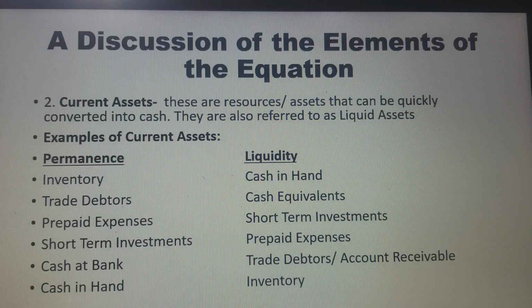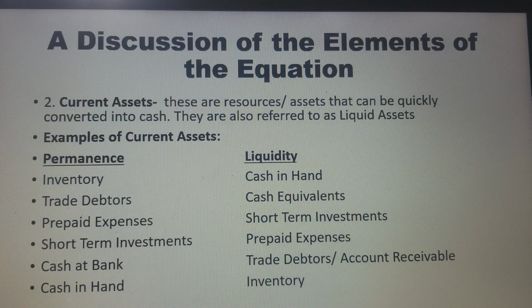Now here are some examples, arranging the current assets in relation to liquidity and permanence. So when we are recording them according to permanence, then we'll have what now? Inventory coming at the top and cash in hand at the bottom.